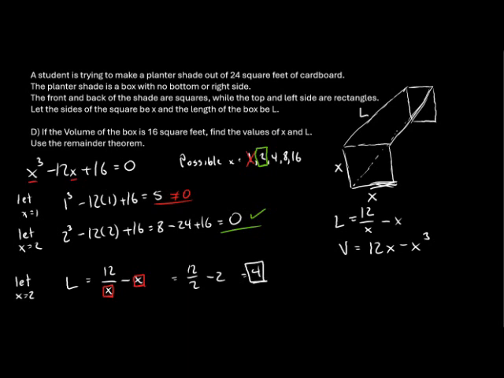This means that if we have 24 square feet of cardboard and our volume is 16, this means our width, x, must be 2 feet and our length must be 4 feet. And so this is how we find the dimensions that give us our target volume of 16 square feet.